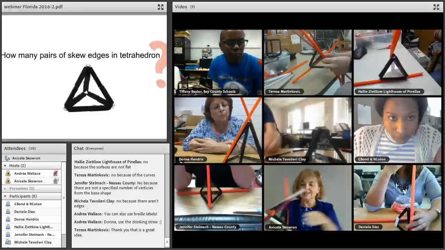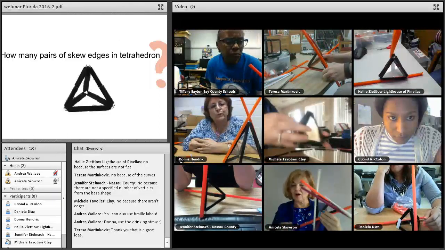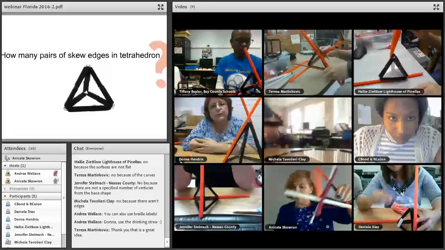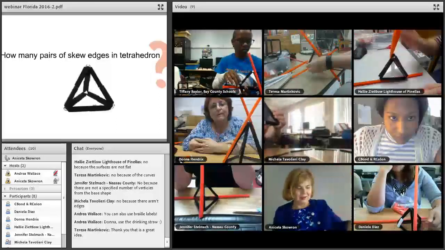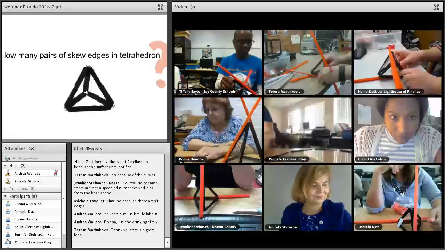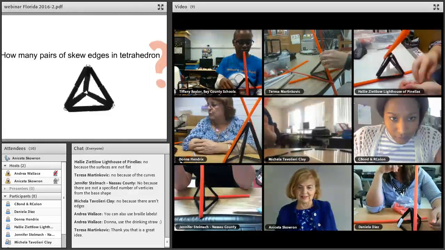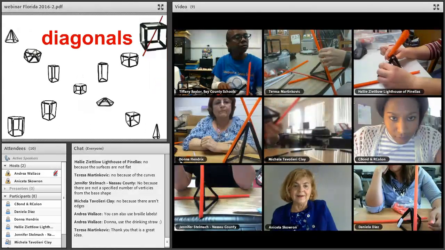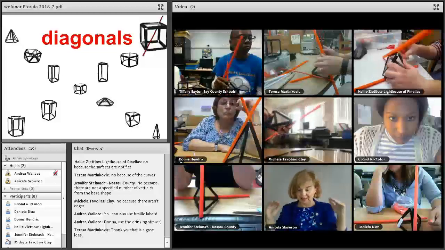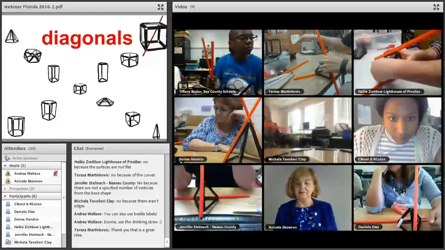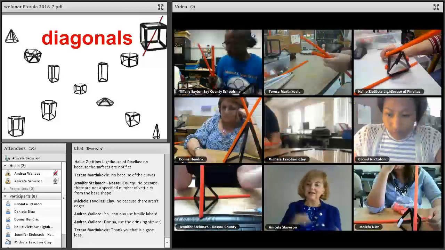Wonderful. Yes. So we have 3 pairs of skew edges in the tetrahedron, right? Okay, so this one sums up directions of lines. Now we will go to diagonals. Okay, very easy. How about we go back to our cube?